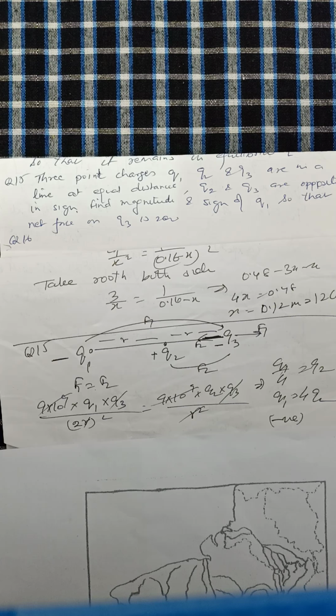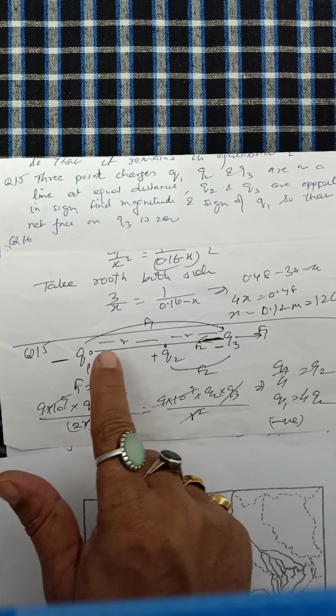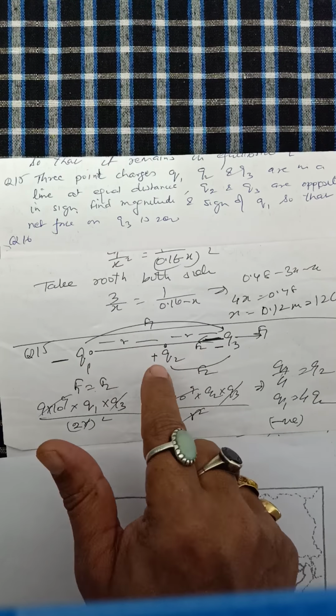12 centimeters. Now question number 15, 3 point charges q1, q2, q3 are in a line at equal distances. Q2, Q3 are opposite in sign. Find magnitude and sign of Q1 so that net force on Q3 is 0. First make the diagram. Q1, Q2, Q3 at equal distance R in a line. Q2, Q3 are opposite in sign, that is given in the question. If Q2 is positive, Q3 is negative. Otherwise, opposite can also be taken, but we have taken Q2 as positive, then Q3 is negative.